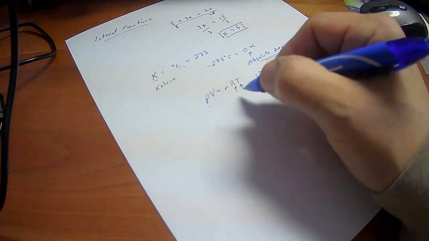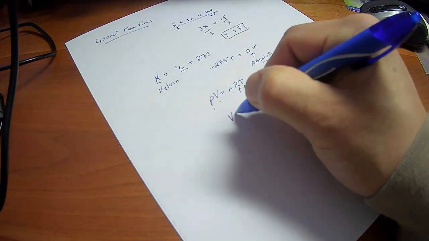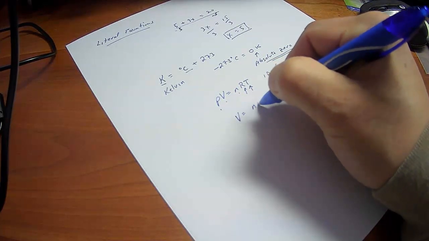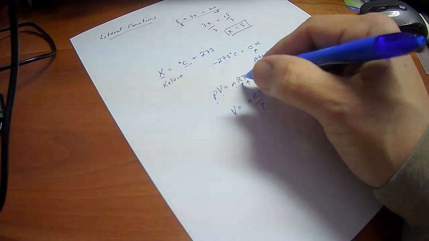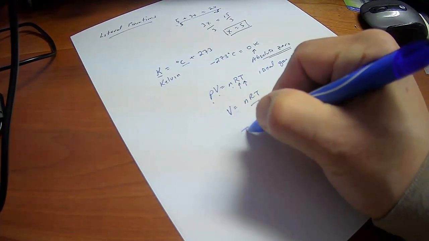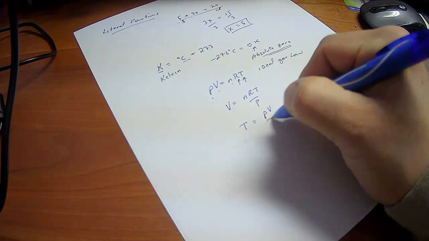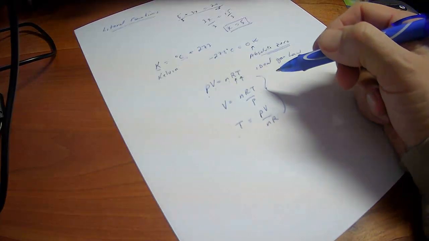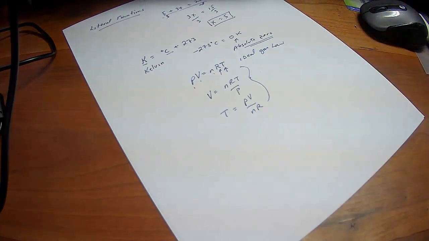So, for example, if I say rearrange this for volume, well, volume is V, and that's going to be equal to, I'm going to divide both sides by P here, nRT over P. If I asked you to solve this for temperature, well, temperature, I have to divide both sides by nR, so that's going to be PV over nR. So you have to become very fluent in manipulating equations. Let's take a look at some other examples.